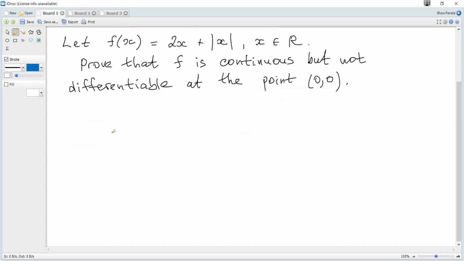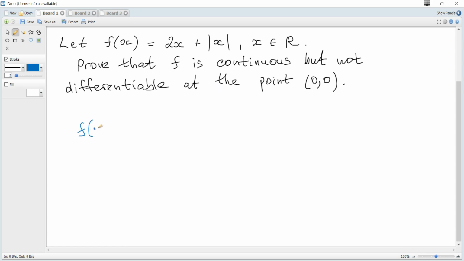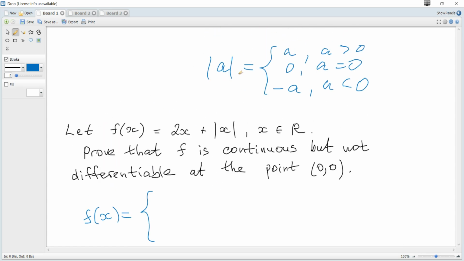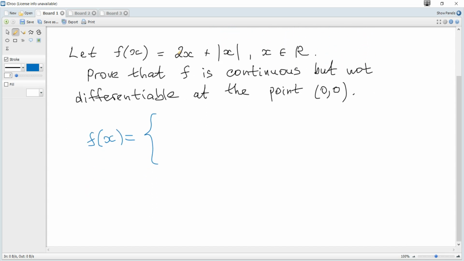And for this problem, to show that it's continuous, we should consider the limit when x tends to 0 from the left and the limit when x tends to 0 from the right. But since we can see the absolute value, we can rewrite this function. We know that the absolute value of a is just a when a is positive and negative a when a is negative. So it becomes 2x + x, or just 3x, when x is positive, 0 when x is 0, and 2x - x, or just x, when x is negative.